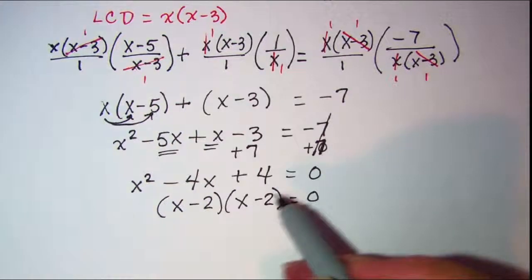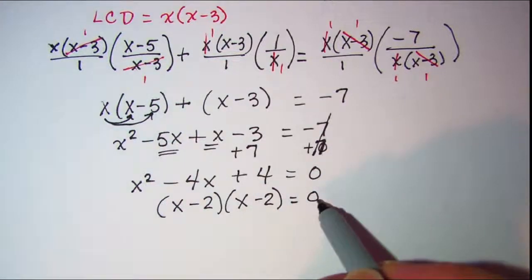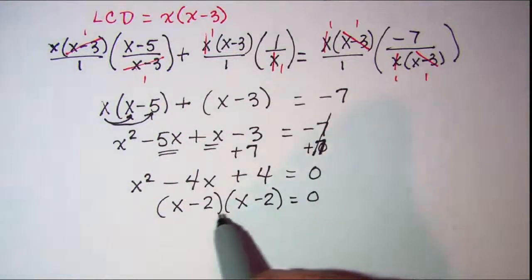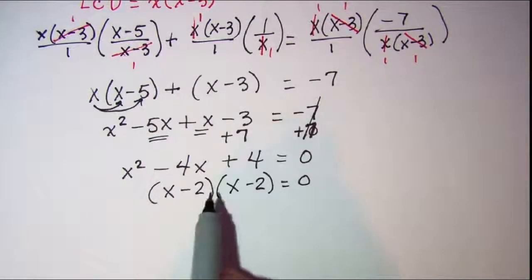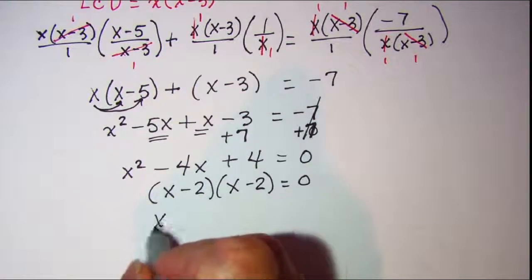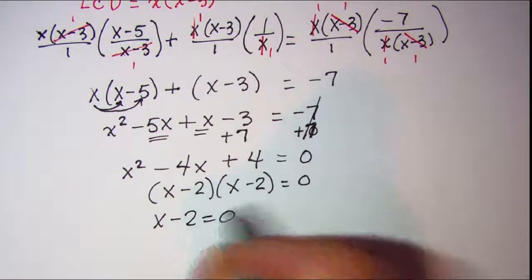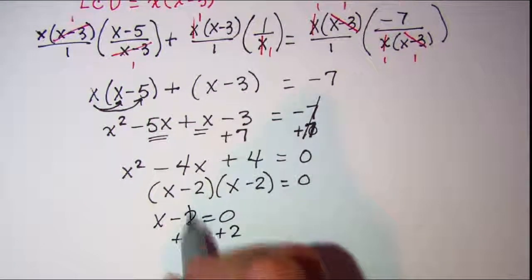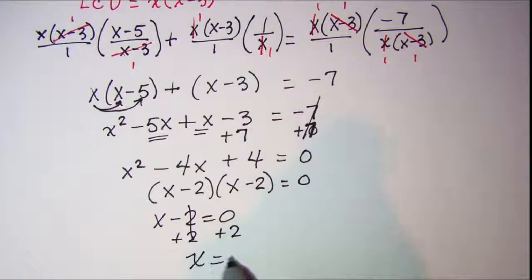So when you have the zero factor property that you're wanting to use, you need a 0 on one side and then factors on the other side, and you can set those factors equal to 0. Now I'll only need to do this once, so I'm going to just say x - 2 is equal to 0. Add 2 to both sides. These cancel, and x is equal to 2.